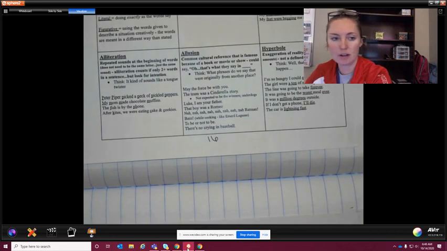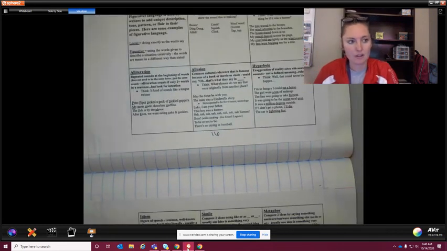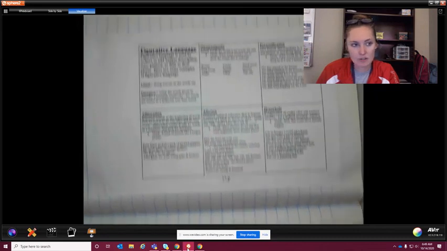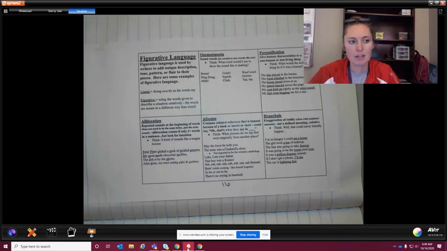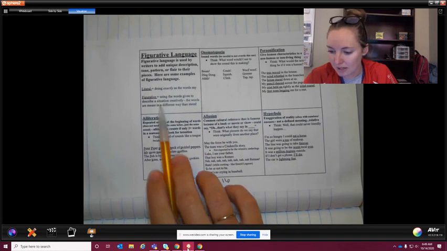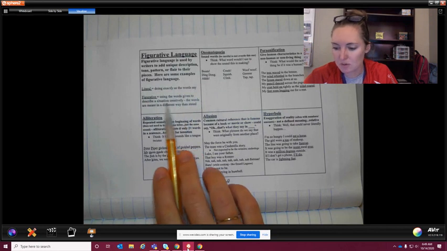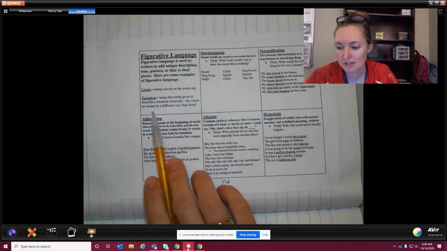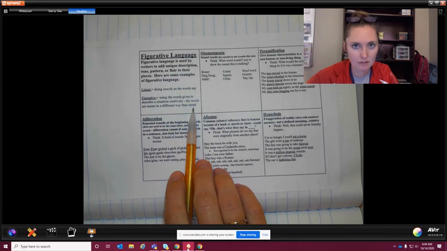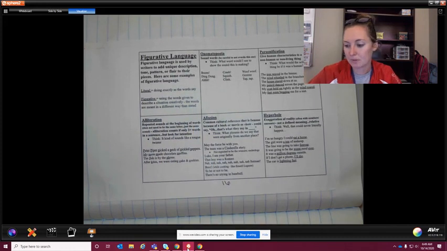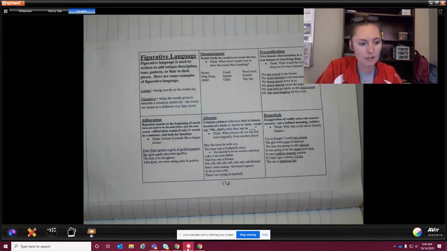All right. So I really just wanted to bring this to your attention, that on page 16 and 17, there are 8 different figurative languages that we talked about today. But again, figurative language is you're not doing exactly what it's saying. I'm going to use these words up here again: using the words given to describe a situation creatively, the words are meant in a different way than stated. Okay? So we will reference back to page 16 and 17, but I wanted to at least go over them with you and to share those. All right, awesome.